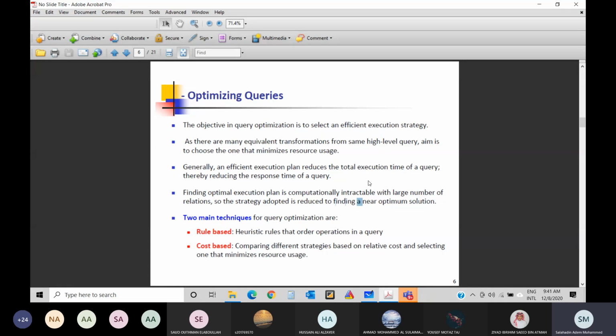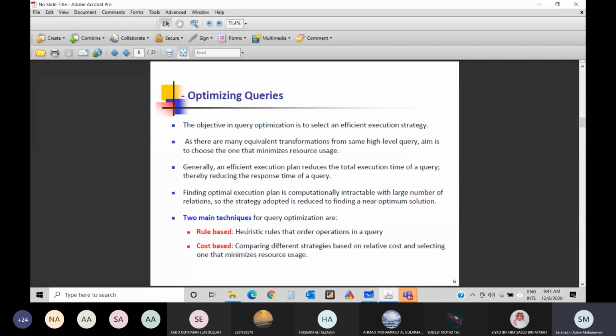It is difficult, especially if it is a very complicated SQL statement. Then what do we do? We use something called heuristics. So I'm going to show you the techniques for query optimization. There are two techniques they use. They will not go this way. This is a very expensive way. Finding the best one is difficult.